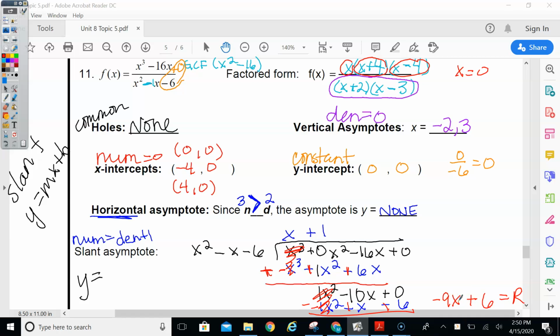I really don't care about this part because technically we would put it over here, that over this. But for us, we only care about this part. So once you get this number, you're done. X plus 1 is your slant asymptote. You really don't need the remainder.